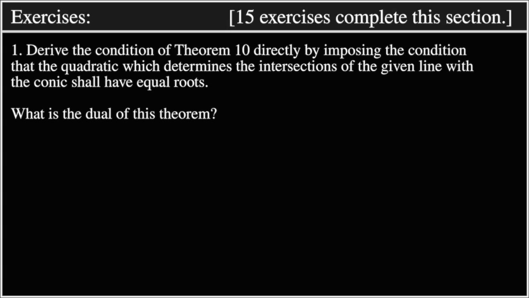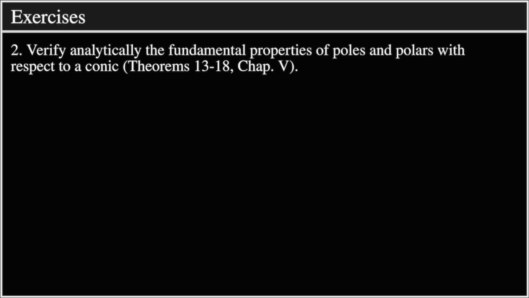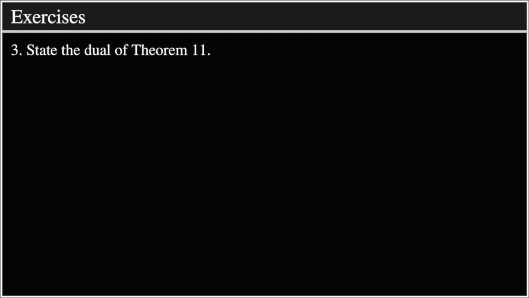Exercises. 1. Derive the condition of Theorem 10 directly by imposing the condition that the quadratic which determines the intersection of the given line with the conic shall have equal roots. What is the dual of this theorem? 2. Verify analytically the fundamental properties of poles and polars with respect to a conic. Theorems 13 through 18, Chapter 5. 3. State the dual of Theorem 11.